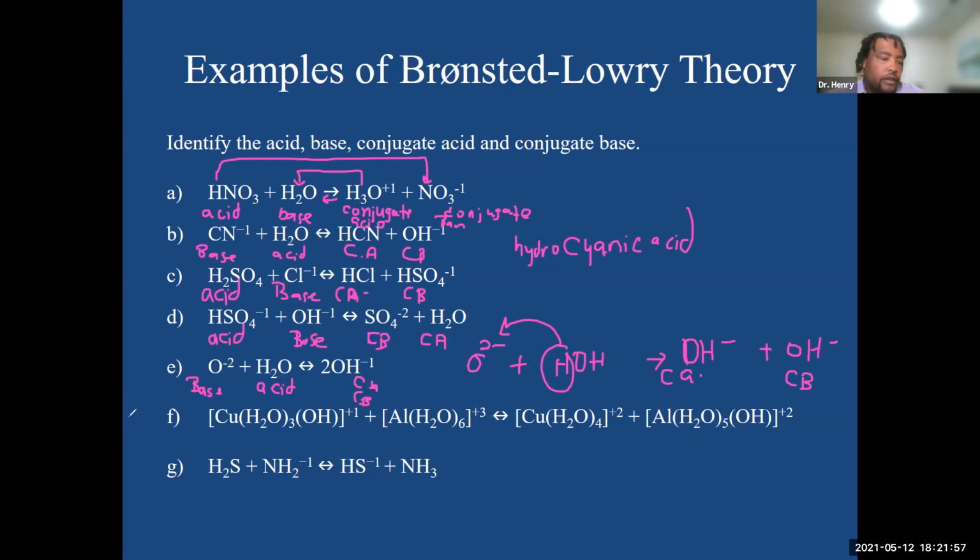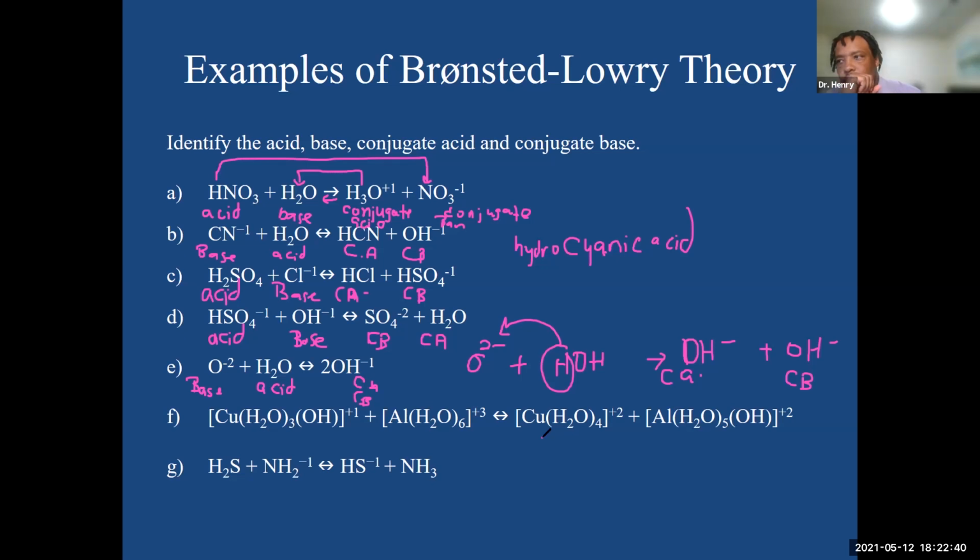Okay, what about F? I really hope you don't expect us to name these. Would we call that a trihydrate? That would be the copper 2 plus trihydrate, yes. Or the tetrahydro copper ion. This is a complex ion. We haven't talked about complex ions yet. We'll get there.